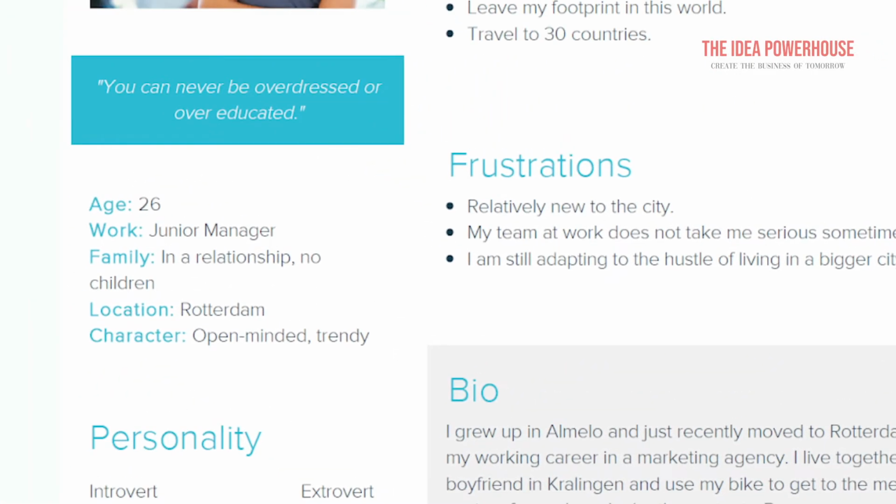Some demographics: age, sex, income, location. Whatever attributes are relevant to your industry. Job title is particularly important, considering its business and financial implications.